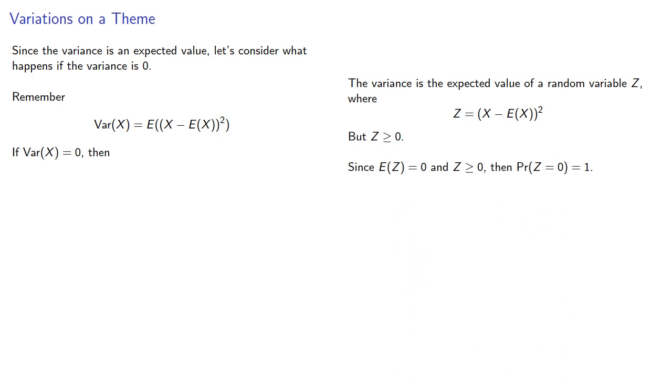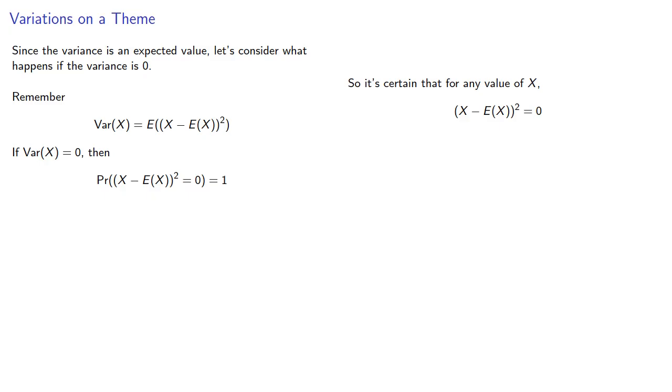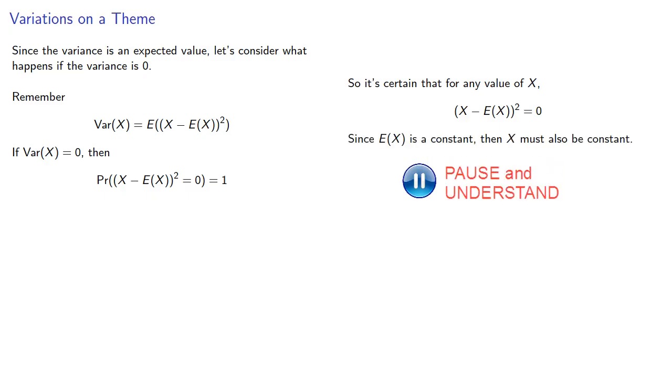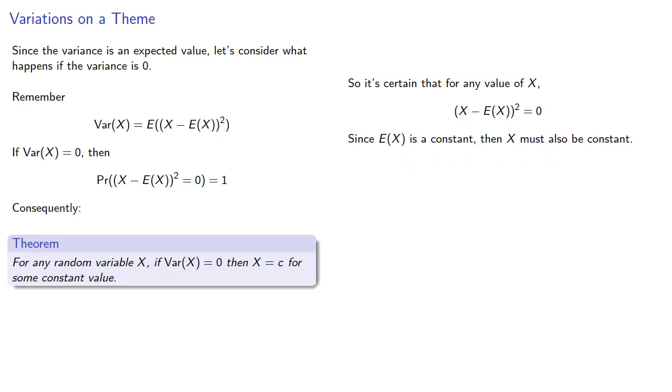And so the probability that the squared difference is 0 is 1. And so that means it's certain that for any value of our random variable, that squared difference is 0. And since this expected value is actually a constant, it follows that x itself must also be a constant. And so for any random variable x, if the variance is 0, then x itself is a constant for some value.